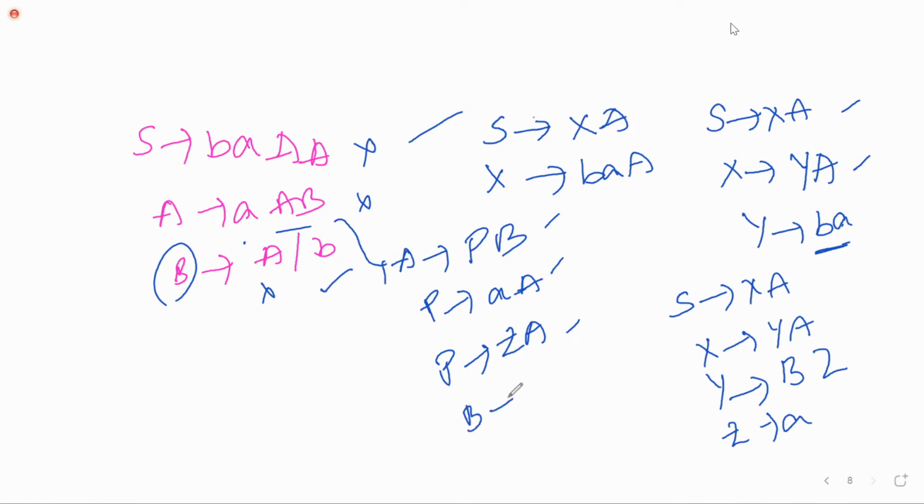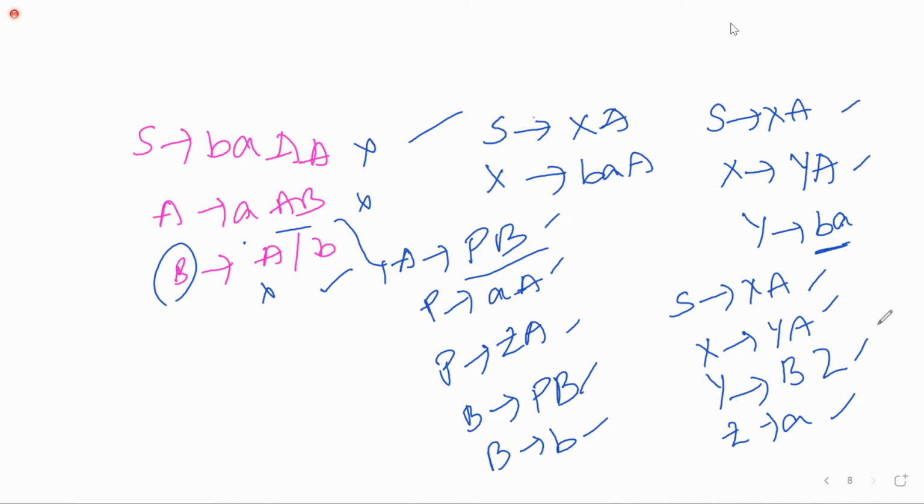Next, B tends to capital A. Capital A means, is it in the CNF format? No. So what can you replace? Already we know what capital A is. Capital A is nothing but PB. Now it is in the CNF format. Next, B tends to B. Now all are in CNF format. Am I clear with this? Yes, ma'am.